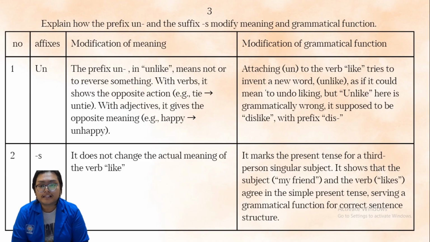Moving to the affix "-s". It doesn't change the actual meaning of the verb like. It marks the present tense for a third person singular subject. It shows that the subject, my friend, and the verb likes agree in the simple present tense, serving a grammatical function for correct sentence structure.